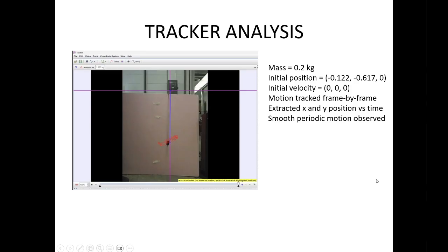Using Tracker, I analyzed the motion frame by frame to get position data. The mass of the object was approximately 0.2 kilograms, with an initial position of negative 0.122 meters in the x direction and negative 0.617 meters in the y direction. It had an initial velocity of 0. From this, I extracted the x and y positions versus time. The motion appears smooth and periodic, which is consistent with oscillatory motion.